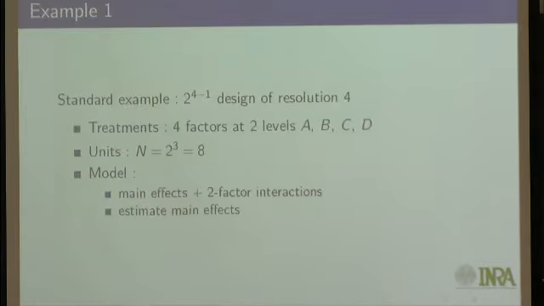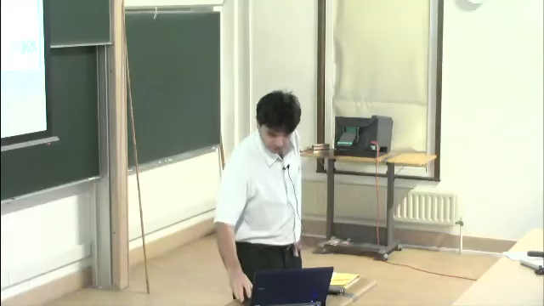So let's start with the classical example of a design for 4 treatment factors at 2 levels, A, B, C, D. We assume there are only 8 units available, so we must do a fraction. And the model of interest consists of the main effects and the 2-factor interactions. We just want to estimate the main effects. This sort of requirement is known as resolution 4, the requirements for constructing a resolution 4 design.